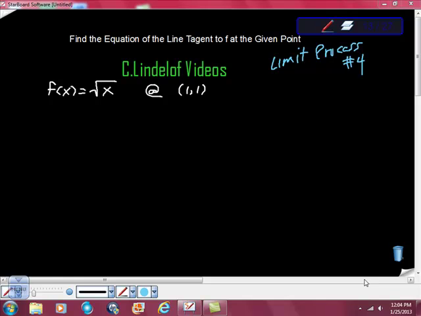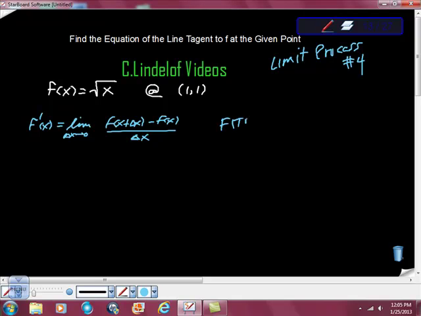AP Calculus AB: find the equation of the line tangent to f at the given point, and we're going to use the limit process. Kevin Lee. Remember that the definition is the limit as the change in x approaches 0 of f of x plus change in x minus f of x, all over change in x, right? From here, I'm going to fill in the blanks.